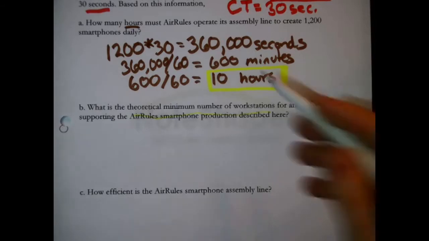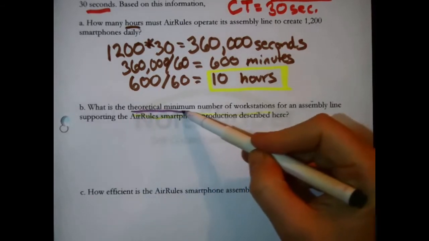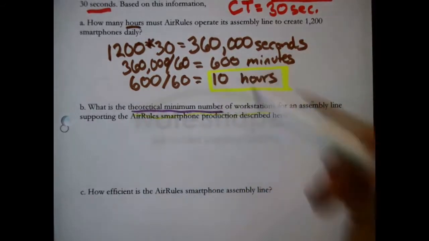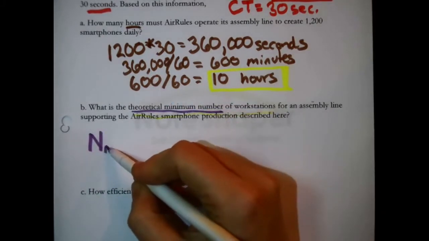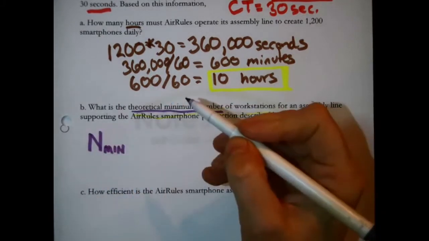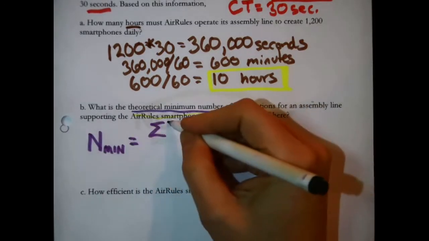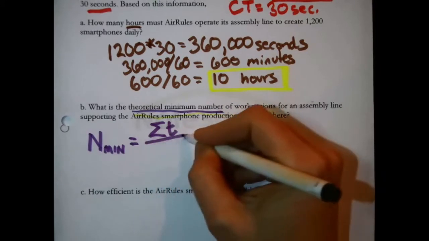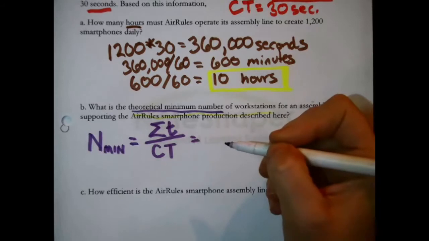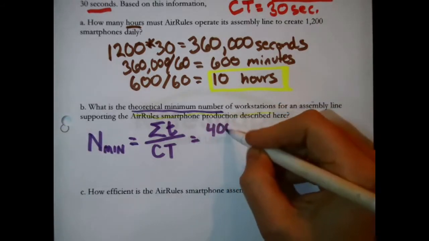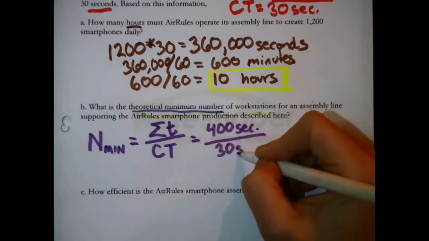Next question. What is the theoretical minimum number of workstations for an assembly line supporting Air Rules smartphone production? Now, they have an assembly line, it has 20 stations, but this question is asking for the theoretical minimum. That is the result of a formula. Capital N for the number of workstations, minimum though, the theoretical minimum. How do you calculate theoretical minimum? It's the sum of the task times divided by the cycle time. Well, we do have that information. The sum of the task times is 400 seconds. That's what we were told. And the cycle time is 30 seconds.